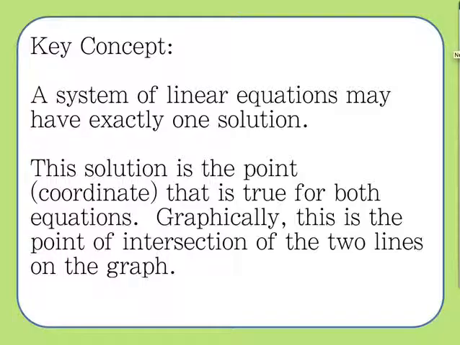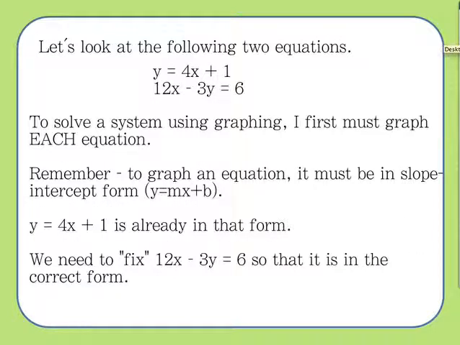So a key concept for you to think of is that a system of linear equations may have exactly one solution. If my lines intersect, they're only going to intersect at one point. And so this solution, this point of intersection, is the point or coordinate that is true for both equations. It's the intersection point, and it's the point that is true for both equations. So let's look at another one to graph.